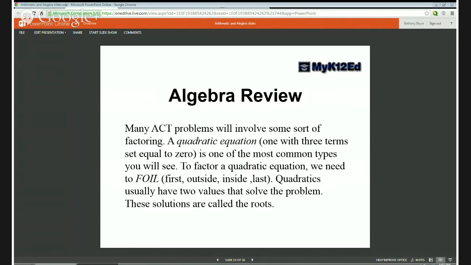Quadratics usually have two values that solve the problems, and these solutions are called the roots. So usually when you solve a quadratic equation, there's going to be two values. Sometimes one is positive, sometimes one is negative, sometimes they're both negative, sometimes they're both positive, but usually there's two solutions, two roots.